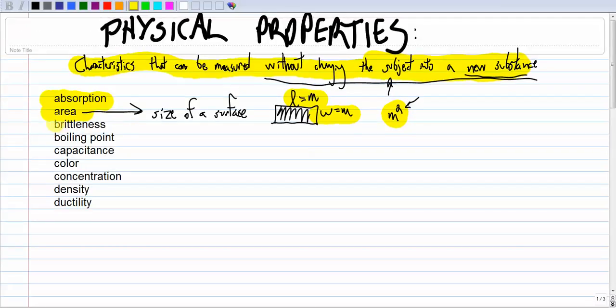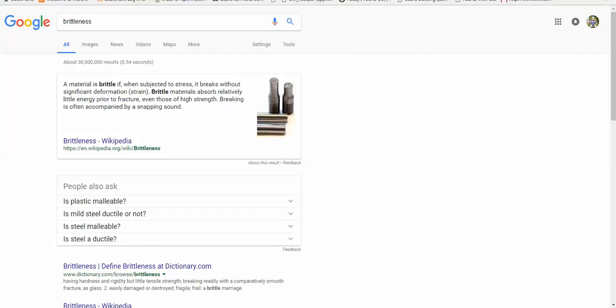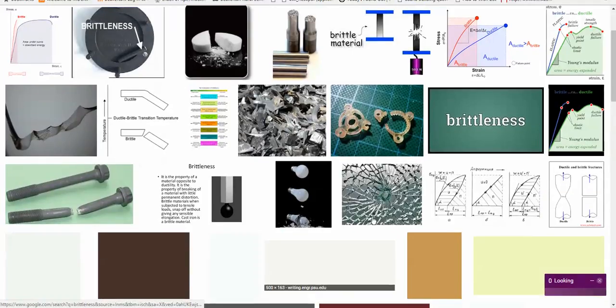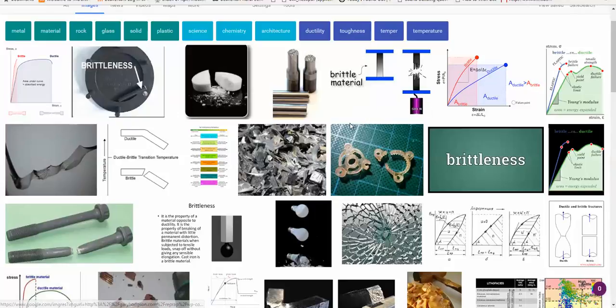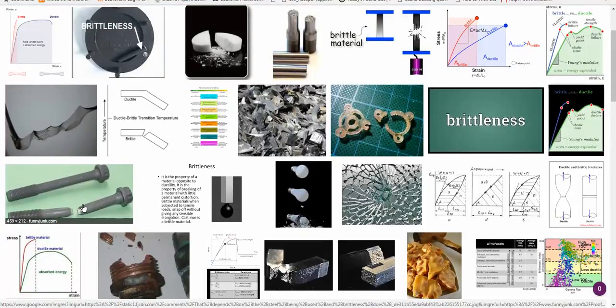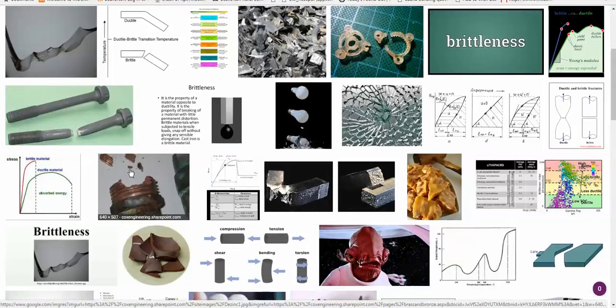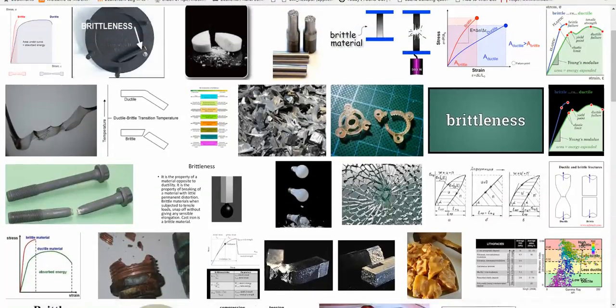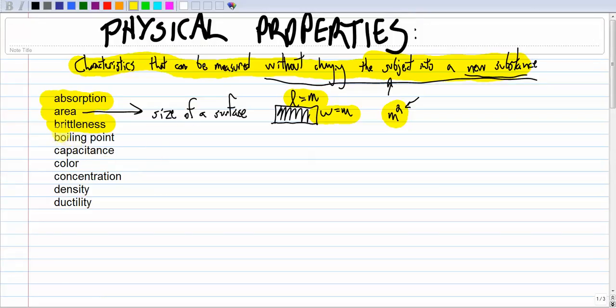Okay, so let's see, brittleness, it's what you would expect. Some things, when they break, tend to be brittle, like a glass, like right here, or certain plastics, or even certain metals. Certain metals are brittle, like this shattered bolt right here, or this plumbing fitting. So brittleness is tending to shatter. That's how they break.